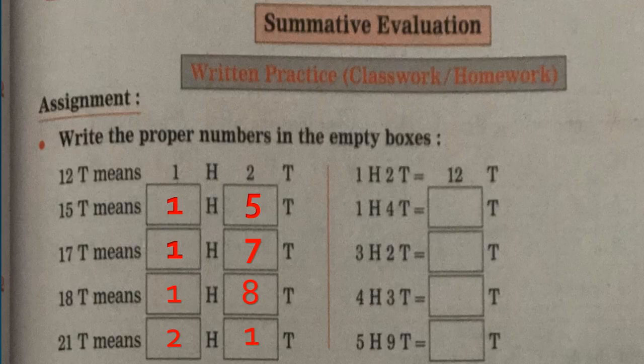Now, let's look at the reverse. 1 hundred 4 tens. What is it equal to? Correct. 14 tens. 3 hundreds and 2 tens. Yes, 32 tens. 4 hundreds and 3 tens. 43 tens. And 5 hundreds and 9 tens. 59 tens.